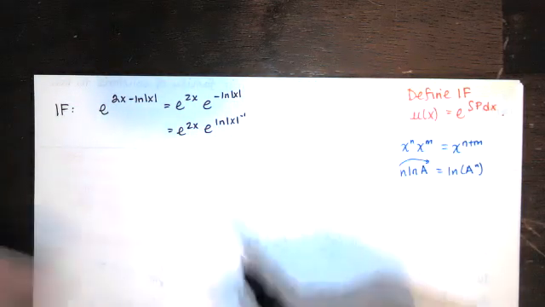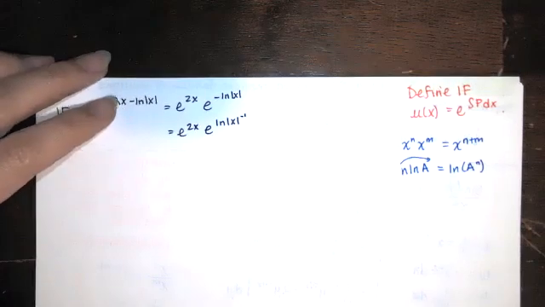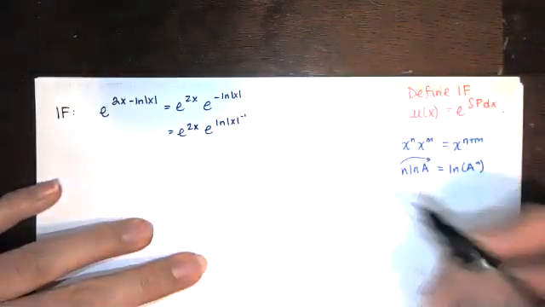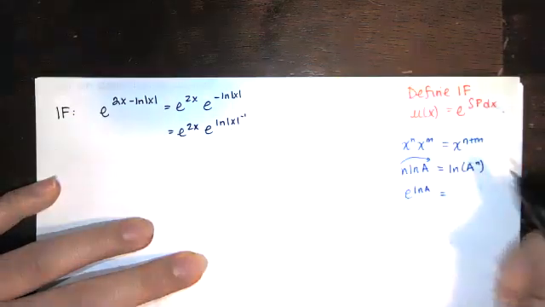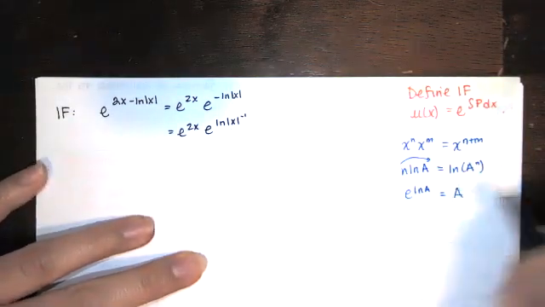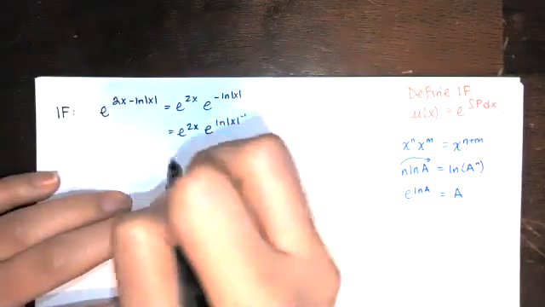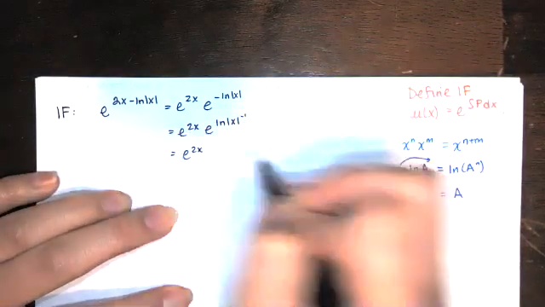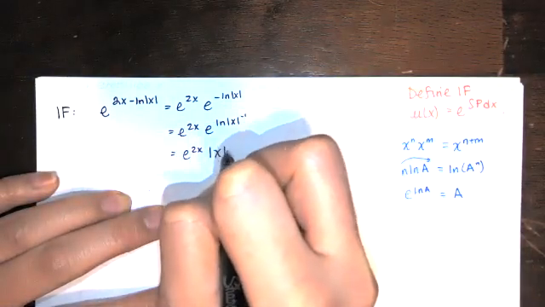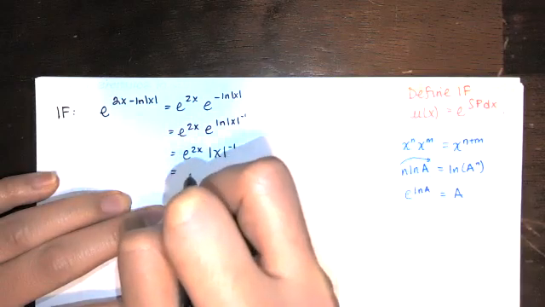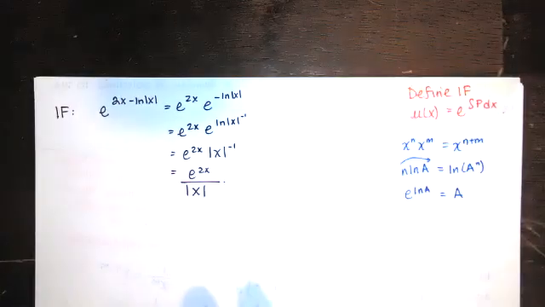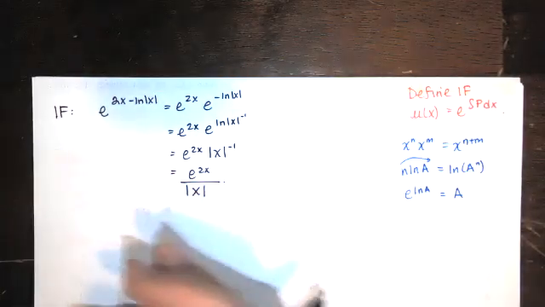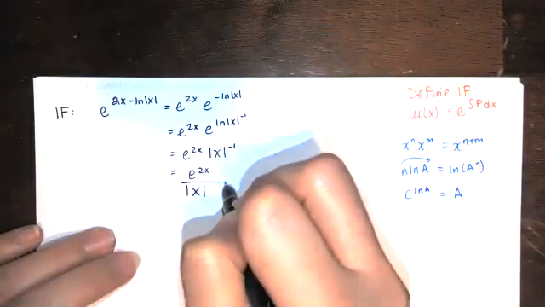And then because the natural logarithmic function and the natural exponential function undo each other, you're just going to get absolute value of x to the negative 1 there. Or if you prefer, this is e to the 2x all over the absolute value of x. Now, obviously, x cannot be 0.